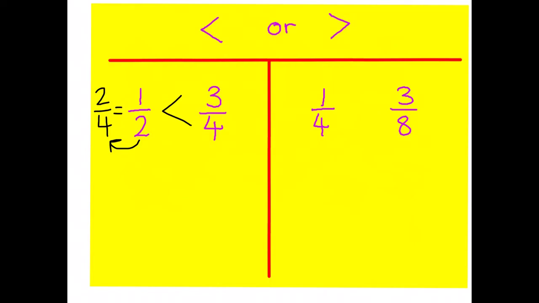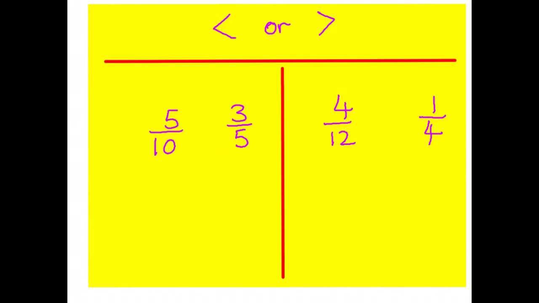My second question, I'm going to turn my quarters into eighths. To get from 4 to 8, I've doubled it, so I have to do the same to the top, which gives me 2. So we've got 2/8 and 3/8, and 2/8 is obviously less than 3/8.